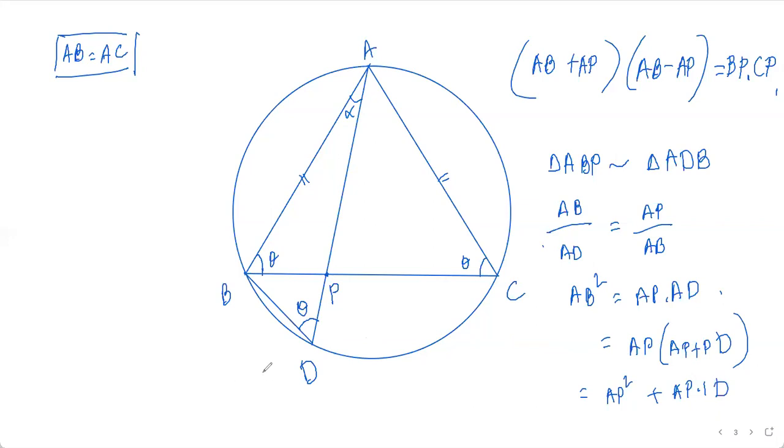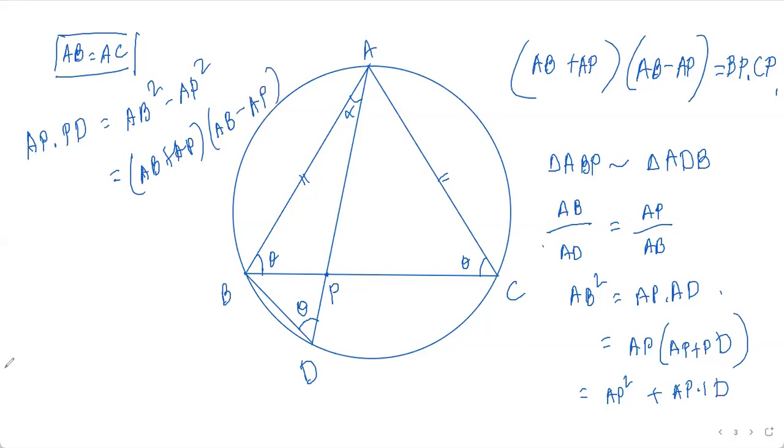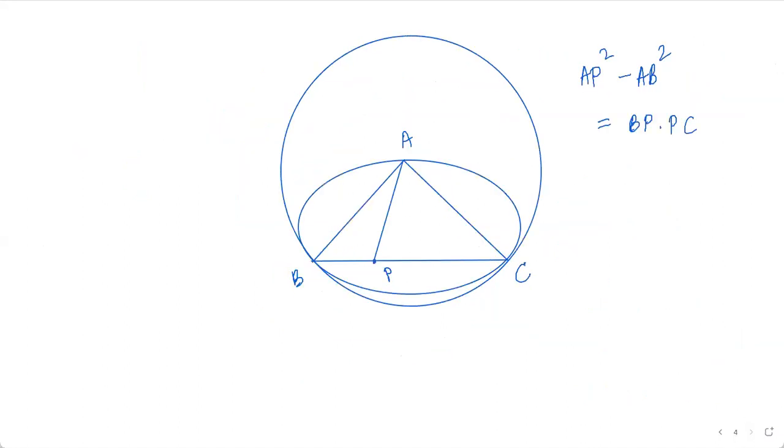And now AP times PD is equal to AB square minus AP square, and that's equal to AB plus AP times AB minus AP. And we just learned the intersecting chords theorem, so this AP times PD is equal to BP times CP. Okay, so yeah, so this proof was much better.